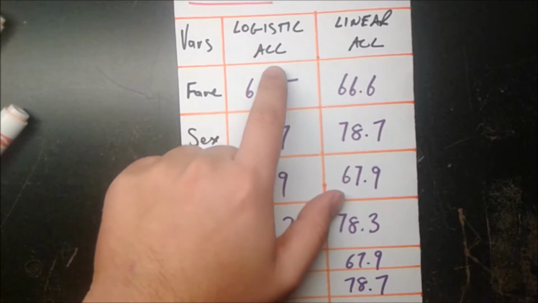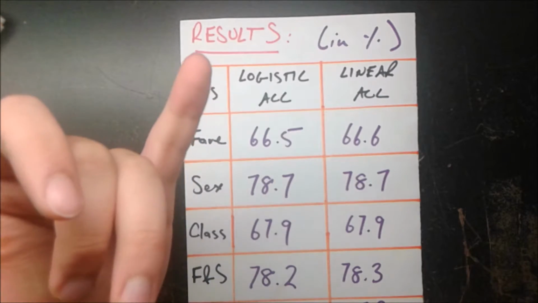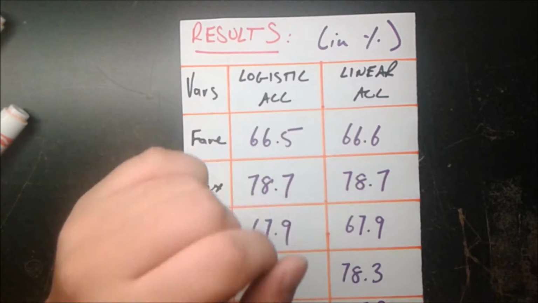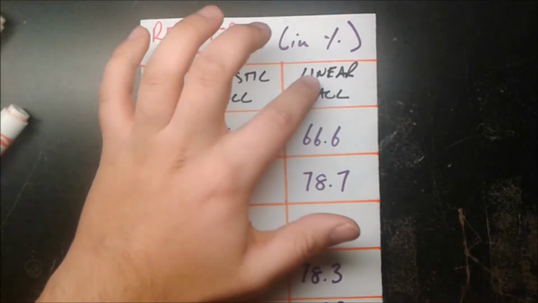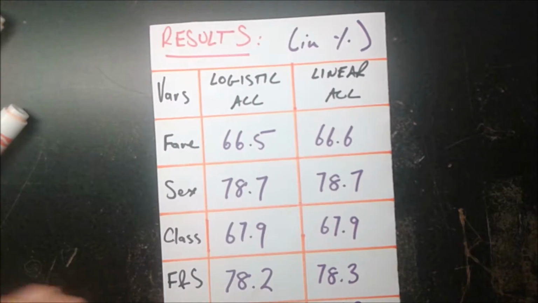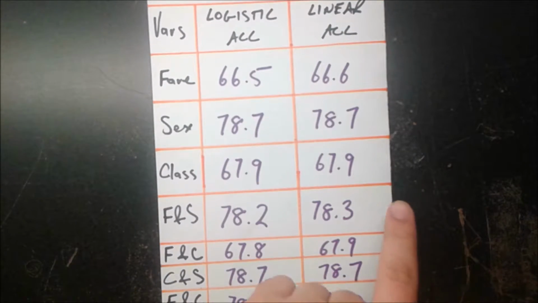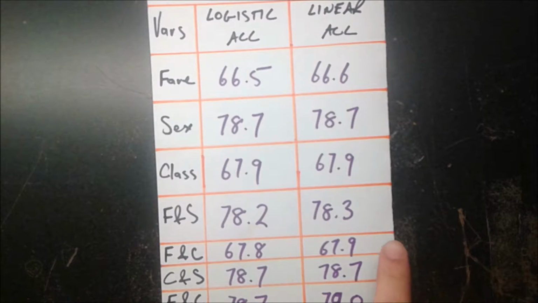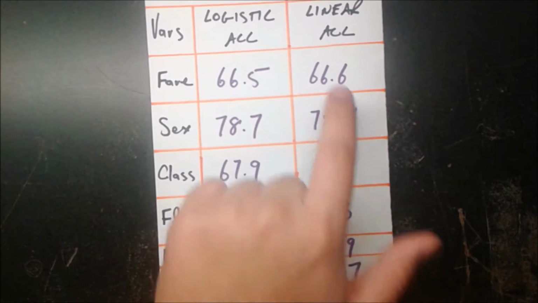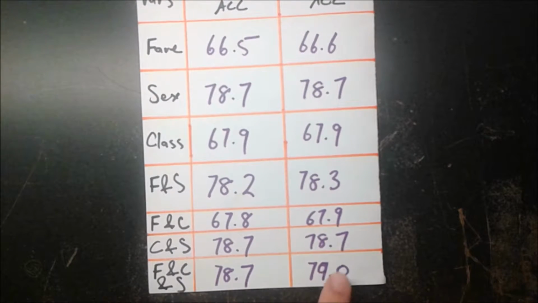And the other 2 columns are the logistic accuracy, which means what percentage of the testing set was accurately predicted with the logistic model, and the percent of the testing set accurately predicted with the linear model. So let's notice a few things. First, if we look at every value in the linear model, it is either higher or equal to the value in the logistic model. Here we see it's a little bit higher, here it's equal, here it's equal, here it's a little bit higher, here it's a little bit higher, here it's equal, here it's a little bit higher.